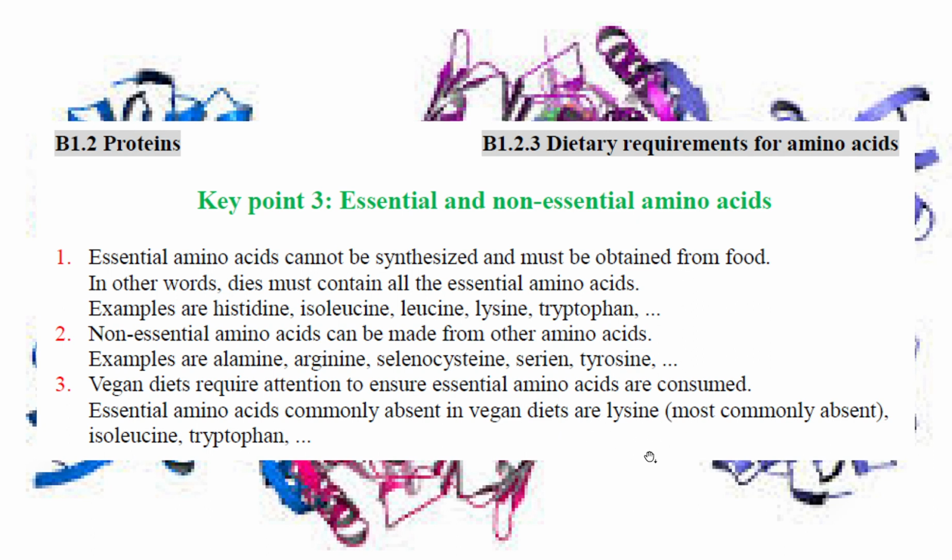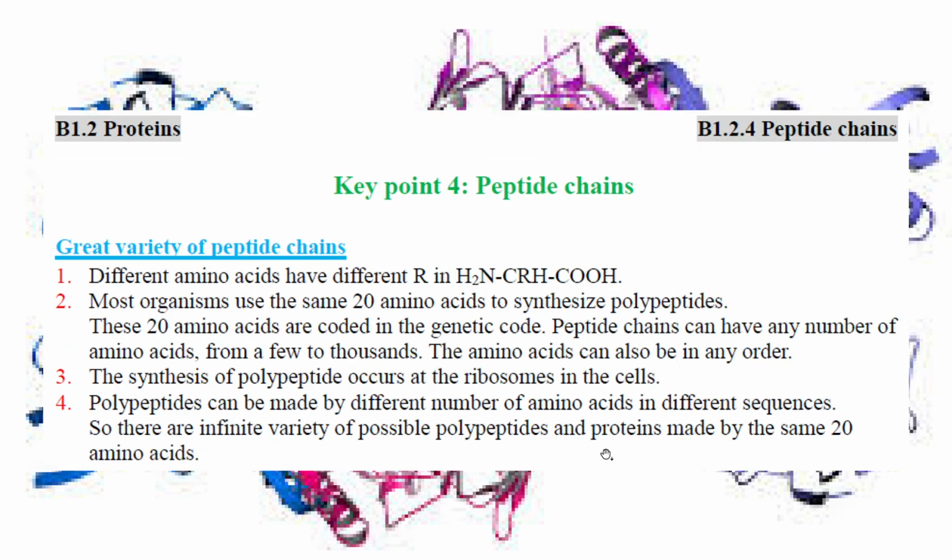For example, some license is especially absent, so you have to be careful. And the peptide chain, every R in the peptide chain can be different. How many different R? 20 amino acids. So when you join them together, every R can have 20 candidates.